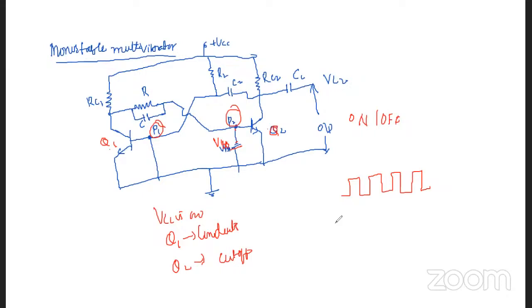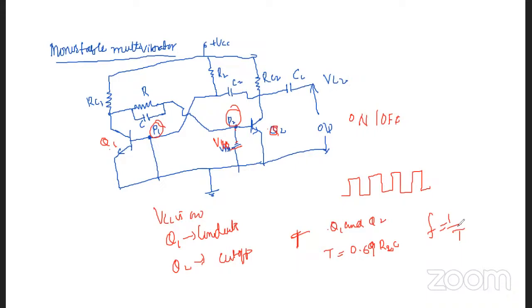Now the width or duration of the pulses obtained at the collector or output of the transistors Q1 and Q2 of the monostable multivibrator is given by T = 0.69 R2C. So this is the time period. From this, we can calculate the frequency of oscillation, that is 1 by T. So this is the monostable multivibrator which we have.